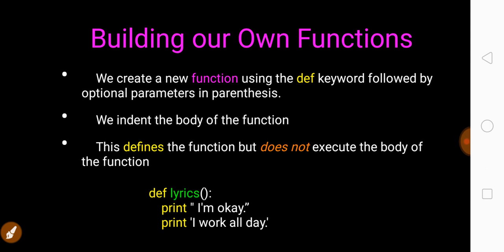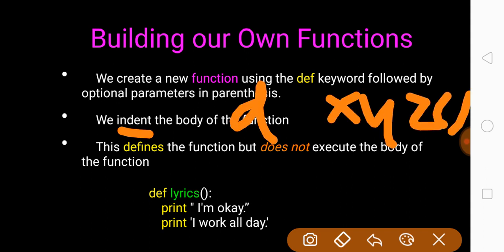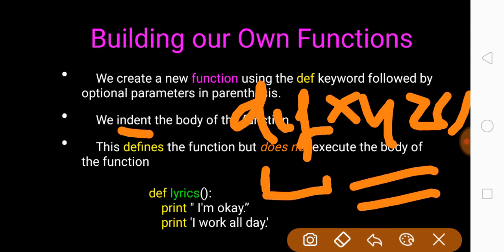There are some basic rules to define any function, so just see carefully. Building our own functions, we create a new function using def, as we have discussed. We indent the body of the function. In order to attach a line to the function, we use some space, which is also known as indent. Suppose xyz is the function, and we have used def. We cannot start from the beginning; give some space there and start writing the body of the function, and these lines will get attached to the function xyz.